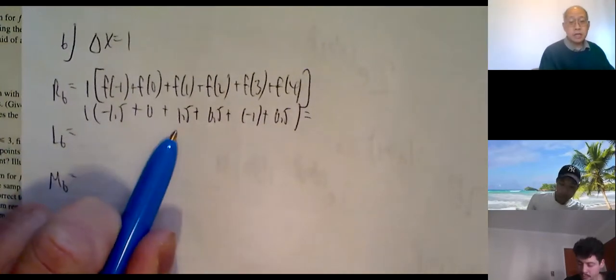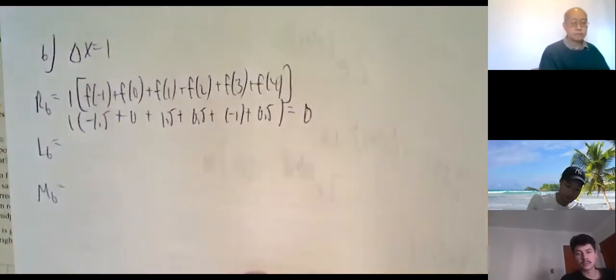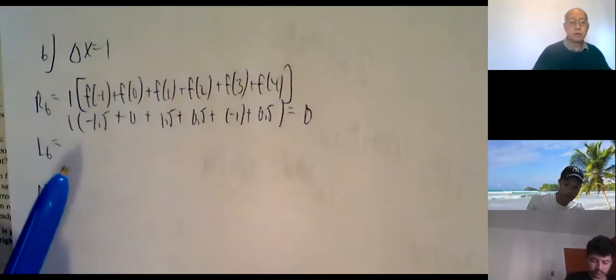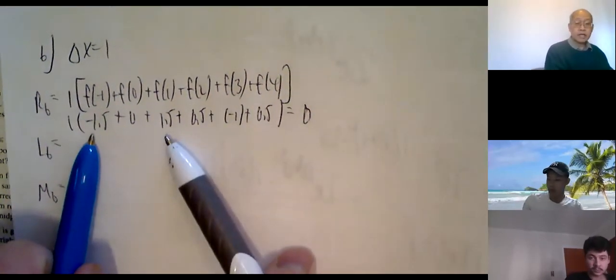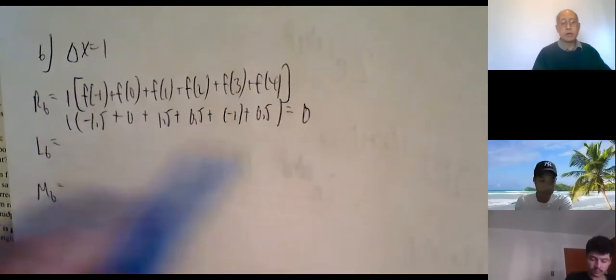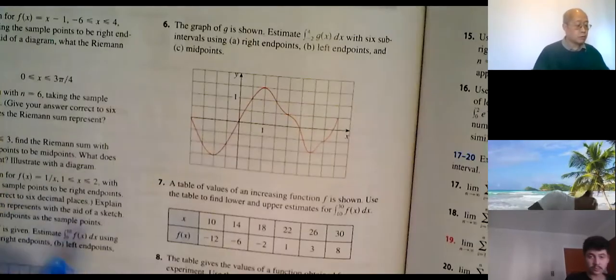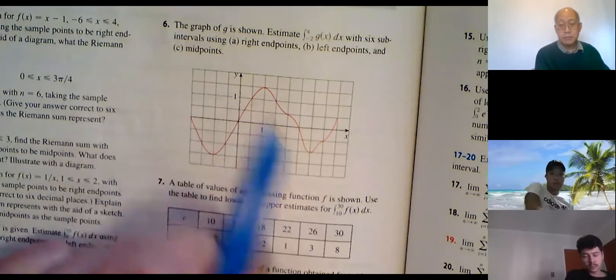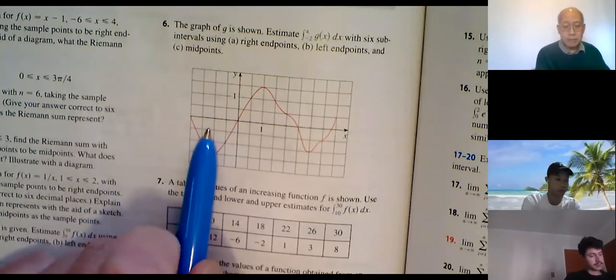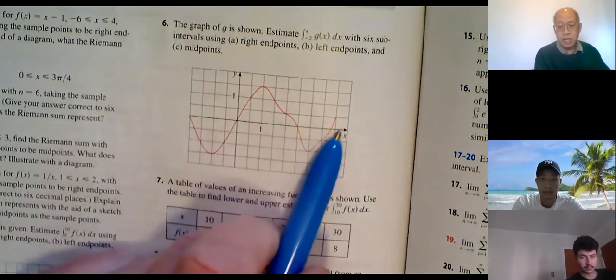Okay, these cancel out. These cancel out, 0. I'm going to say R6 is 0, right? These cancel out. 0.5 plus 0.5 is 1. 1 minus 1 is 0. So our estimate for the true integral is 0. Might be. I mean, it looks like you have quite a bit below here, and then quite a bit above, and this tiny piece above also.